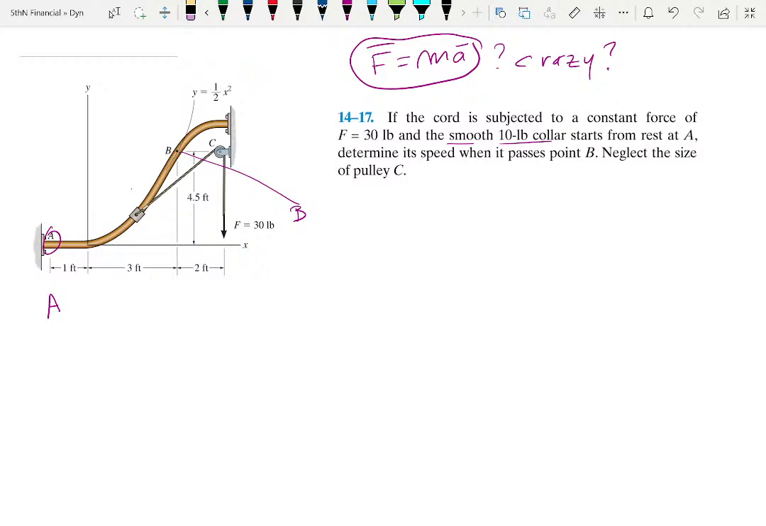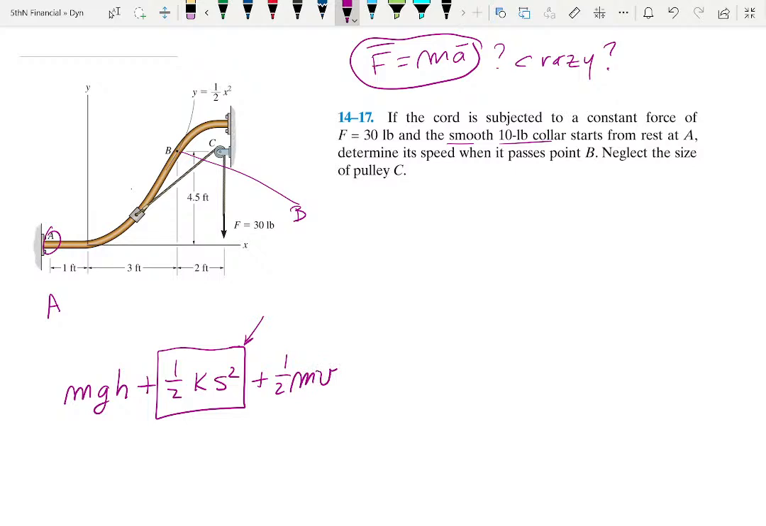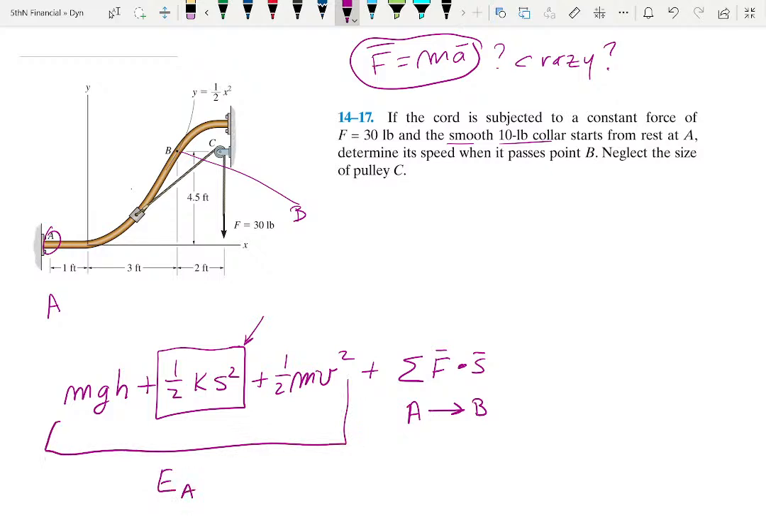The way I do it is I write every single energy term: mgh, plus one-half, now I'm doing something crazy. This is crazy because you don't see a spring, but this is just me writing everything that's there. And then one-half mv squared plus the sum of all the F's dotted with the s's from state A to state B. So this is the energy at state A.